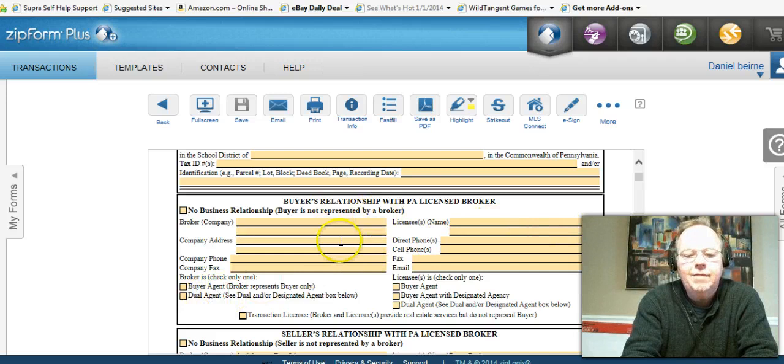The agent can represent the buyer as a buyer agent, representing the buyer only. Or a dual agent represents the buyer and the seller in the same contract, with the written permission of both parties. They will then have obligations not to do any damage or create any harm to either party, and to work in the best interest of each person.